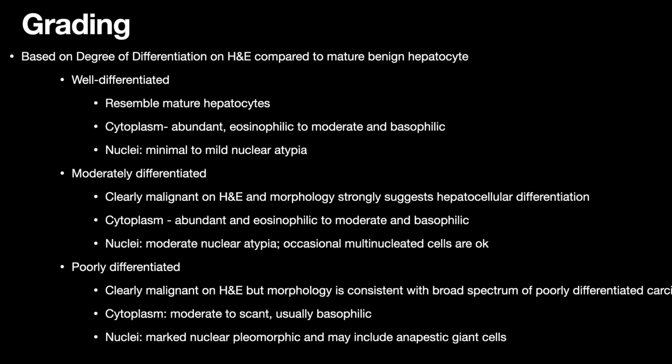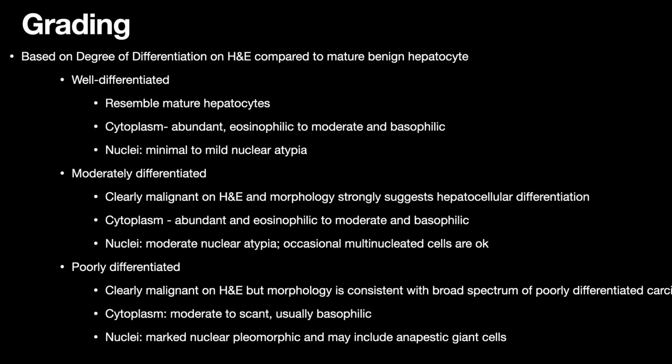So well-differentiated, it resembles your mature hepatocytes. The cytoplasm, it'll be abundant eosinophilic to moderate and basophilic, and nuclei has minimal to mild nuclear atypia. Moderately differentiated, it'll be clearly malignant on H&E, and morphology strongly suggests hepatocellular differentiation. Cytoplasm, you'll have abundant and eosinophilic to moderate and basophilic. Nuclei will have moderate nuclear atypia, and occasional multinucleated cells are okay.